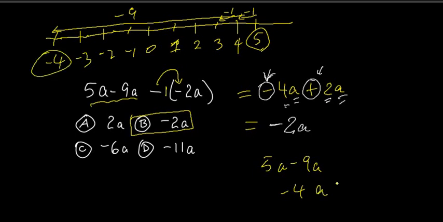So negative 4a plus 2a. If we're going to add, that means we go to the right, since it's a positive 2. We're adding positive 2, so we go 2 places to the right, and that will give us a negative 2. So that's going to give us negative 2a.